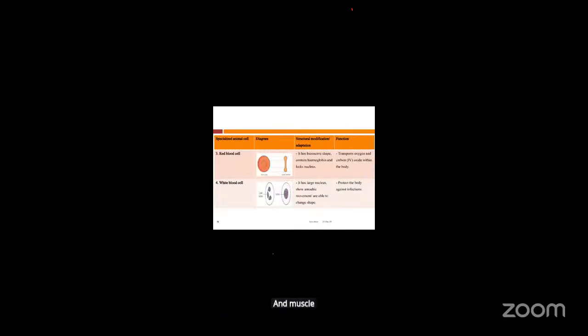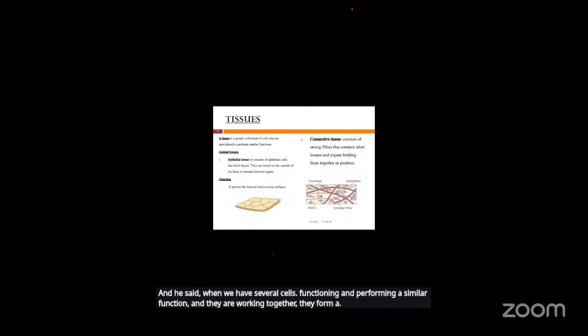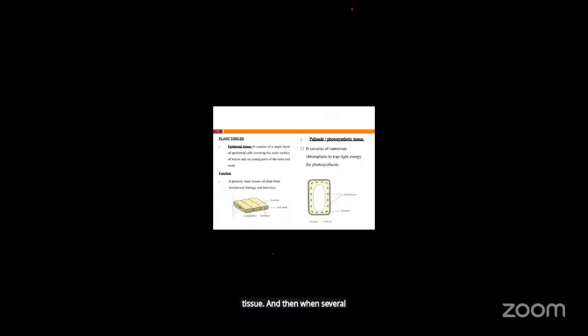So we have also gone ahead and talked about all those specialized cells and their functions. And we said when we have several cells performing a similar function and working together, they form a tissue. And then when several tissues perform almost a similar function by working together, they form what we call organs. Examples of organs are stomach, brain, kidney. When several organs are grouped together and they perform a particular function that is almost similar, they become organ systems. So organ systems are a combination.